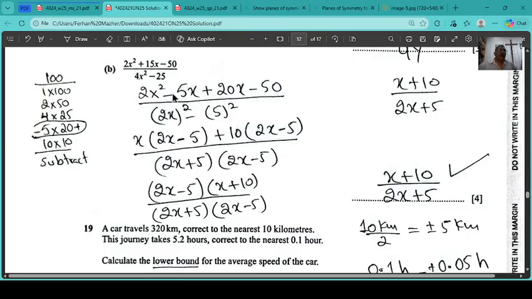Okay, so I can write 2x squared minus 5x plus 20x minus 50. I have done the middle-term breaking. I'm going to do the factorization. Downstairs, in the denominator, you can see 4x squared minus 25.